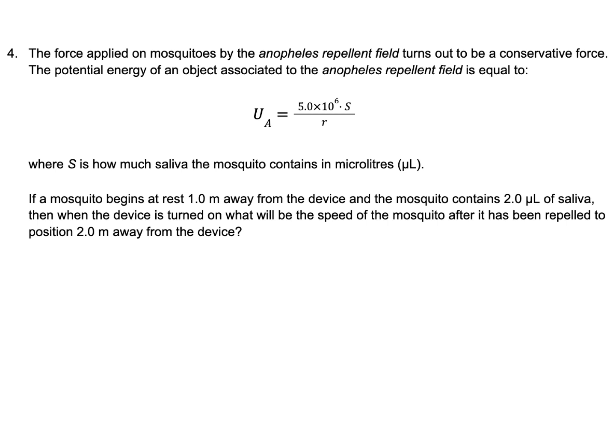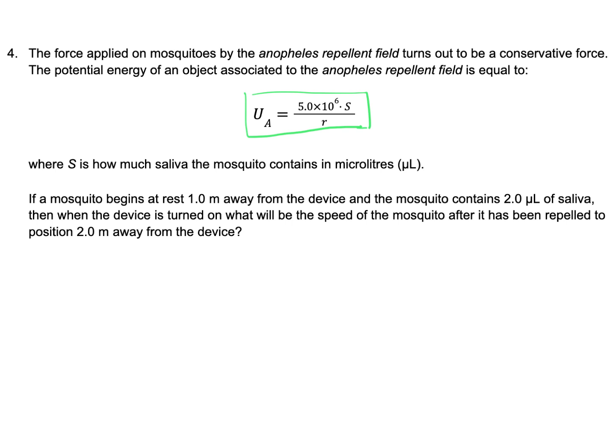So this last one here, with the fictional field that repels mosquitoes, if your field satisfies all the criteria in the assignment, I should be able to build you a potential energy formula associated to your field. So this is the potential energy associated with the field for this mosquito repellent.